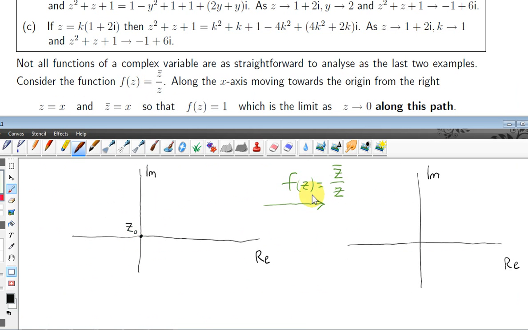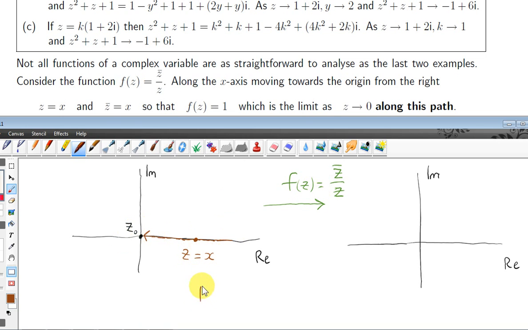Now let's take an example of a function whose limit as z tends towards z0, where z0 is the origin, depends on the path over which we take the limit. Our function is z bar over z, and the path that we will take first of all is along the x-axis, approaching the origin from the right. So let's look at a general point on this path. Well, it's just z equals x plus 0i. We can leave out the 0i.